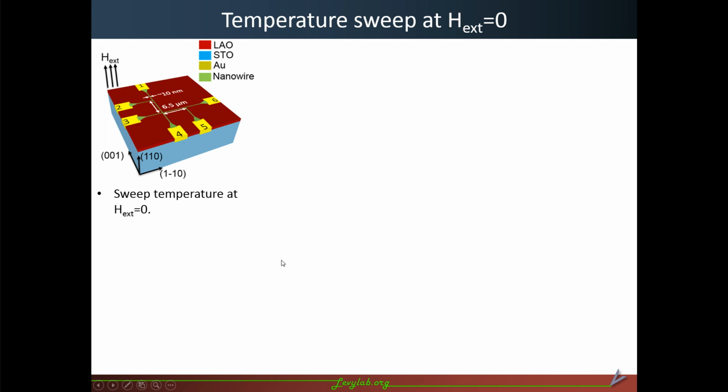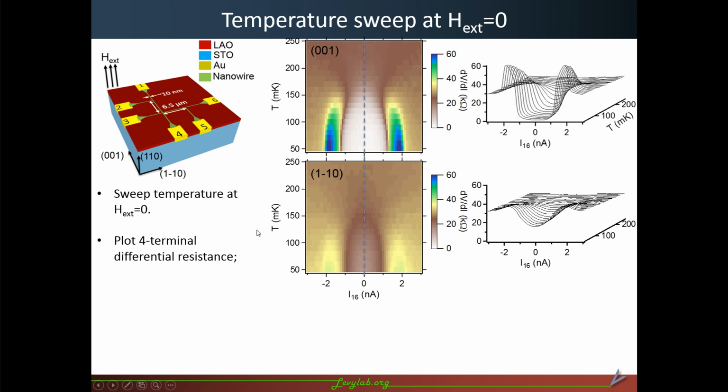After that, we cool down the sample to the base temperature, and first we didn't turn on the external magnetic field and just swept the temperature. And then we can measure and plot the 4-terminal differential resistance as a function of temperature and the bias current. So here is the intensity plot, and here is the waterfall plot.